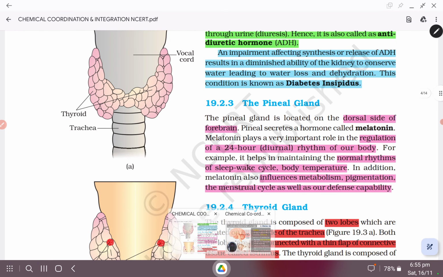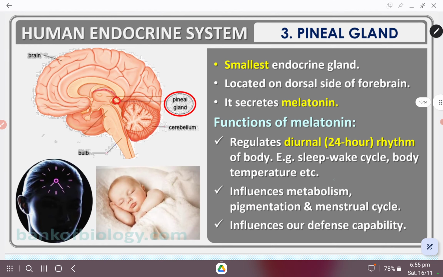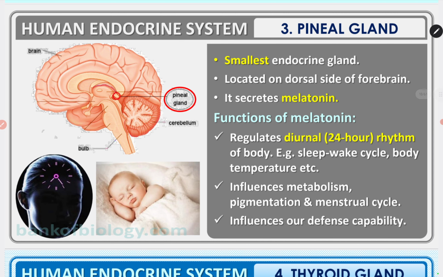Let's see the PDF, what it says. Here you can see it is your brain portion and the pineal gland is located here. In this area the pineal gland is there. Smallest endocrine gland located on the dorsal side of the forebrain. It secretes melatonin and its function is to regulate the diurnal rhythm of the body, for example the sleep-wake cycle, body temperature. It influences metabolism, pigmentation and the menstrual cycle. It also influences our defense capability.